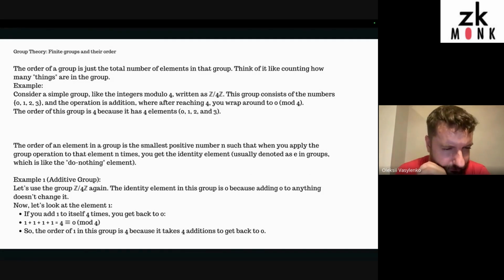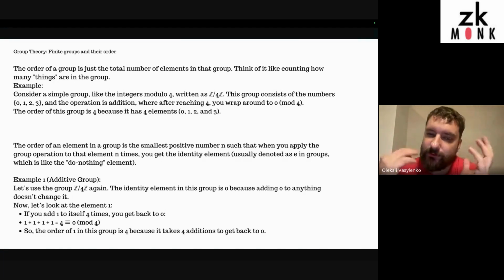Order of the group. The order of the group is just the total number of elements in the group. So, for instance, the order of the group of the clock we were speaking about was 12, because there are only 12 elements.